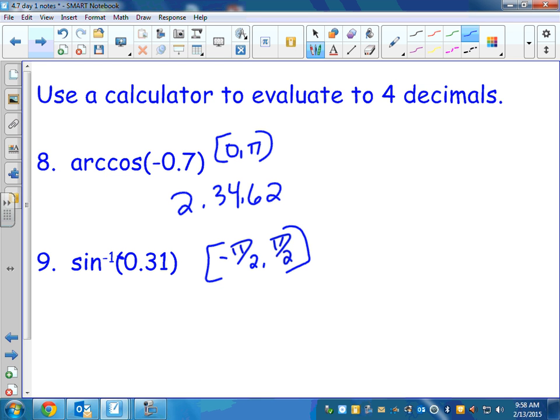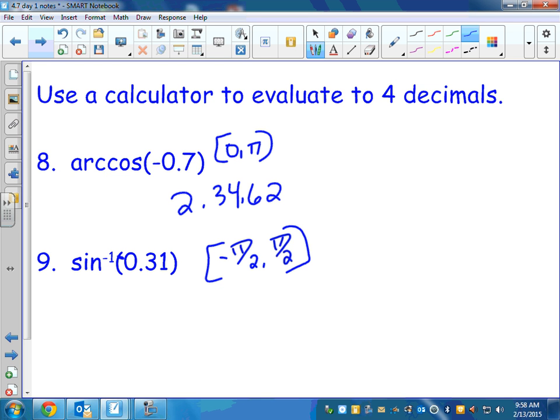If you do a negative angle for sine, think about that: your answer has to be between negative pi halves and pi halves, and the reason that your calculator gives you a negative answer is because it's giving you the answer in the right interval. Does that make sense?